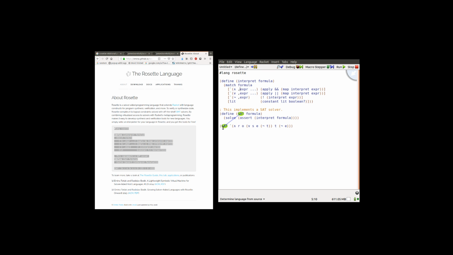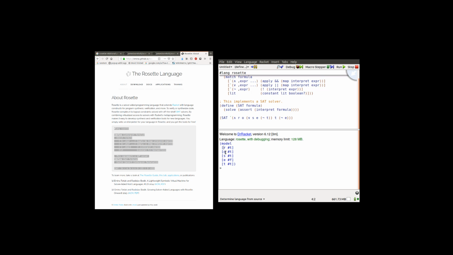Anyway, this is where SAT is defined. So if I run this with Dr. Racket, Rosette would try to find a model for the formula for me. A model is a mapping of the variables to a value. That's a model.